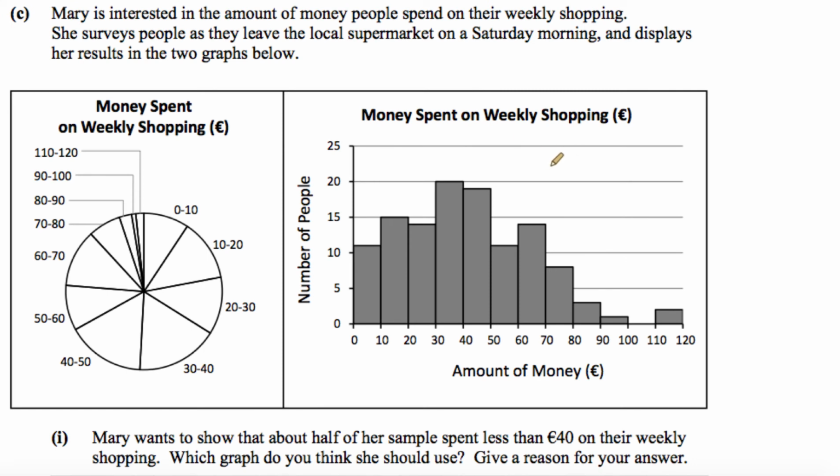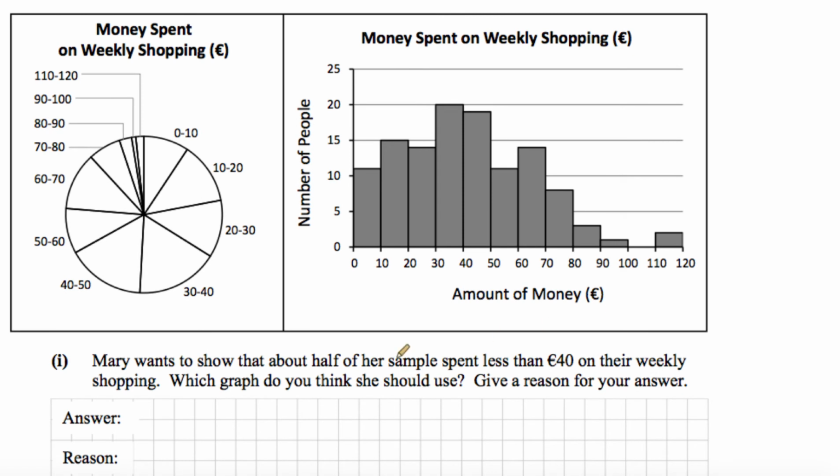Part C. Mary is interested in the amount of money people spend on their weekly shopping. She surveys people as they leave the local supermarket on a Saturday morning and displays her results in the two graphs below. So we have a pie chart on the left and a histogram or bar chart on the right. Part 1 then says, Mary wants to show that about half of her sample spent less than €40 on their weekly shopping. Which graph do you think she should use, and give a reason for your answer? Well, the easiest thing here is just to look and see from which graph is it more obvious that half the sample spent less than 40, about half.